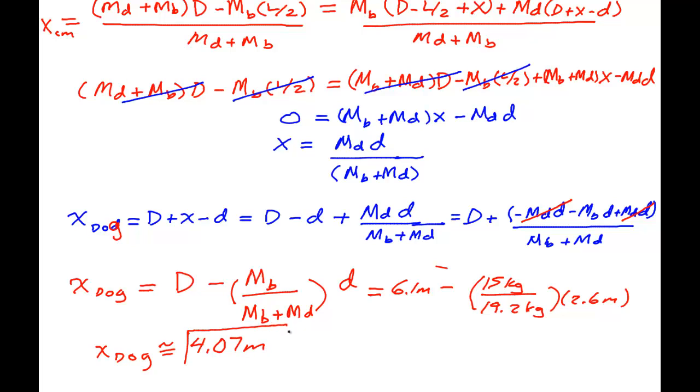Had you not accounted for the fact that the boat would move in recoil to conserve linear momentum, you would have thought it was 6.1 minus 2.6. You would have thought it'd be 3.5. He's actually further away, and that's because the boat moved away from the shore at the same time he was trying to walk toward the shore.